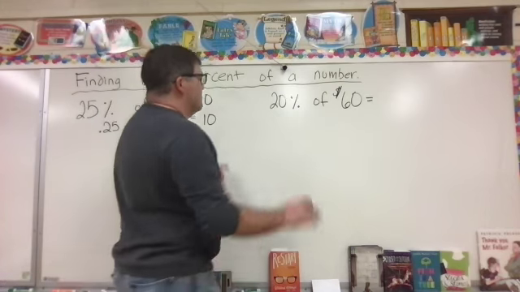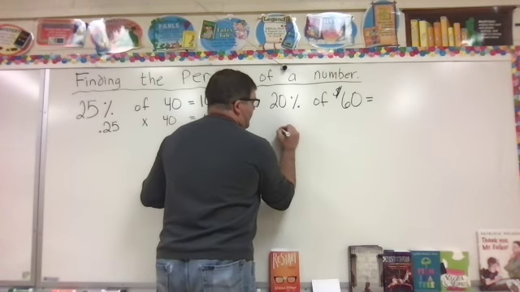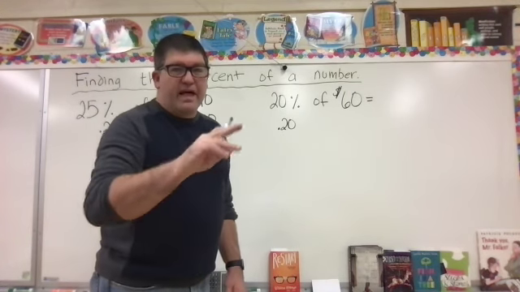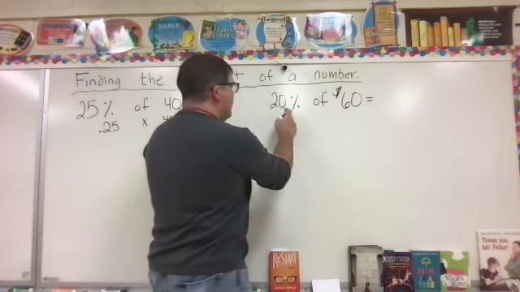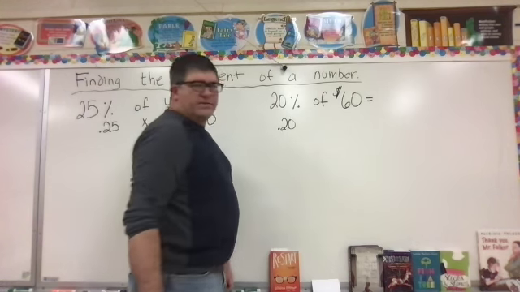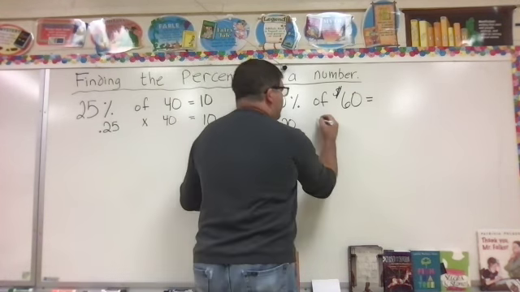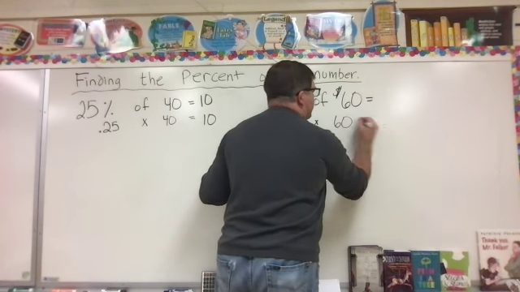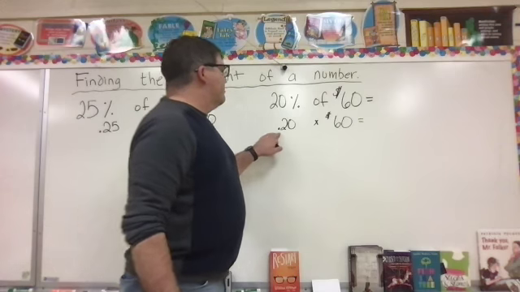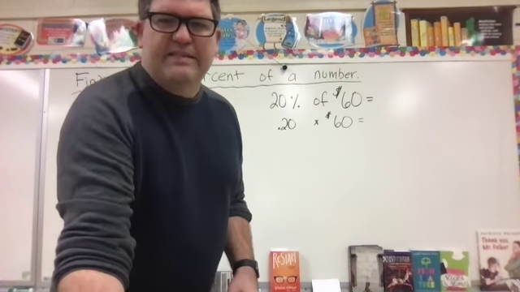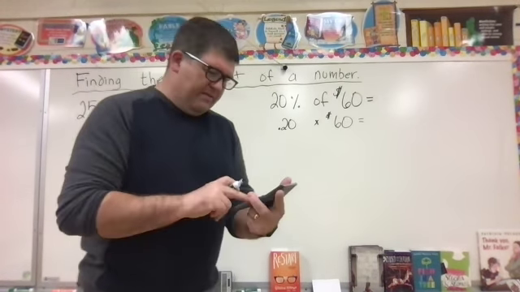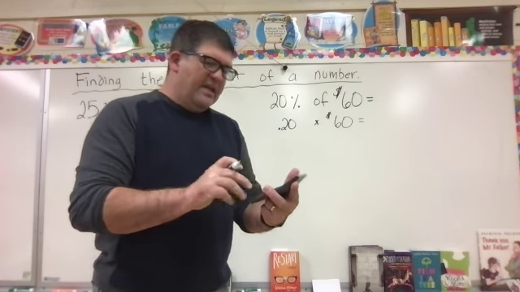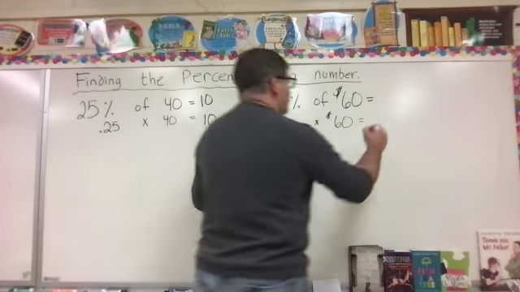Okay, so I take my 20%, I make it into a decimal. We've done a lot of that, okay? You just move the decimal over 2, you get 0.20. The of becomes a multiplication, and you bring down your $60. So 0.20 times 60. Okay, let's see what that is. 0.20 times 60 equals 12.